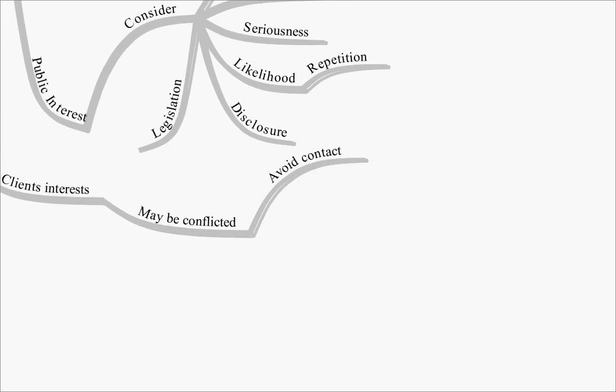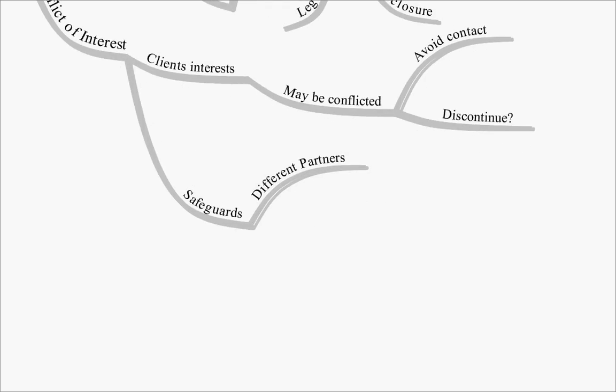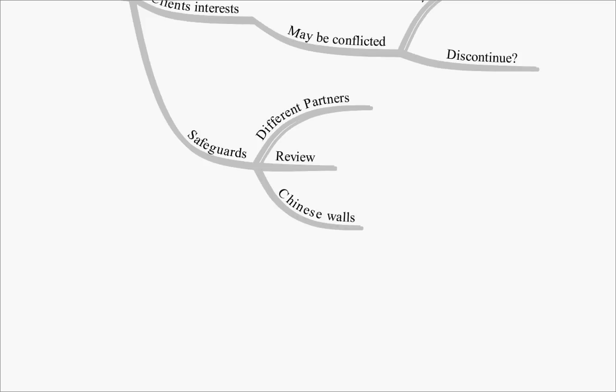Moving on then to a conflict of interest. Well, we've got to remember that our clients' interests may actually conflict, i.e. they may be in the same line of business, they may be competitors, so their interests may not be aligned. So we've got to avoid contact between those two clients, and if we can't do that, we may have to discontinue acting for one of them. There are some safeguards we can put in place to try and stop this. We may have different partners auditing different clients. We will review all of the audits to make sure that we are maintaining our lack of conflict of interests. And we may have what's called Chinese walls, i.e. different departments undertake the audit for different clients, and those two departments don't mix or meet.